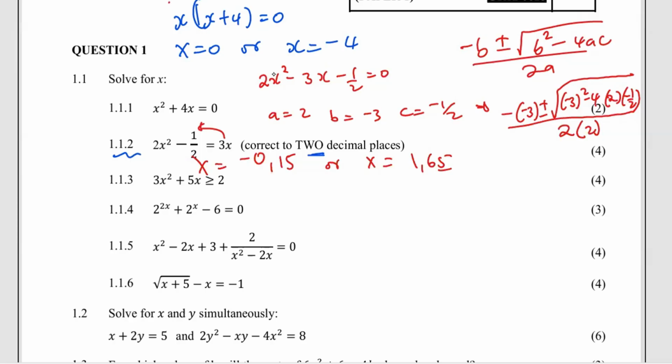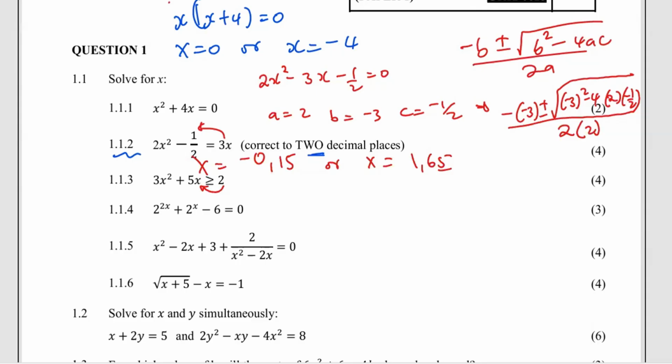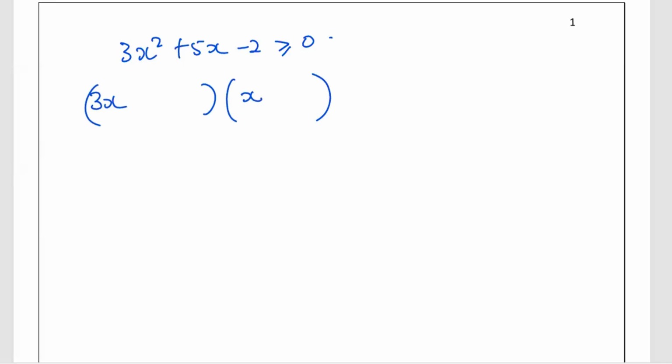All right, then 1.1.3, which is the quadratic inequality. So we still have to move to that side, create a standard equation. So we have 3x squared plus 5x minus 2 is greater or equal to 0. Let's factor this out. That's going to be 3x, it's going to be x.